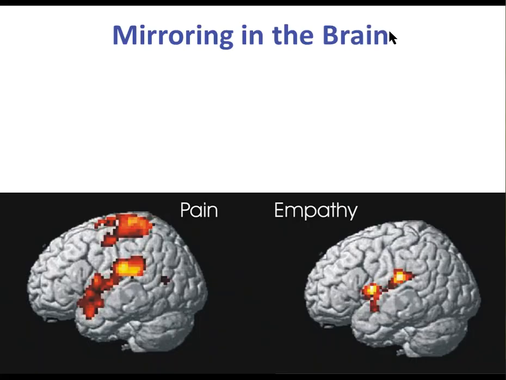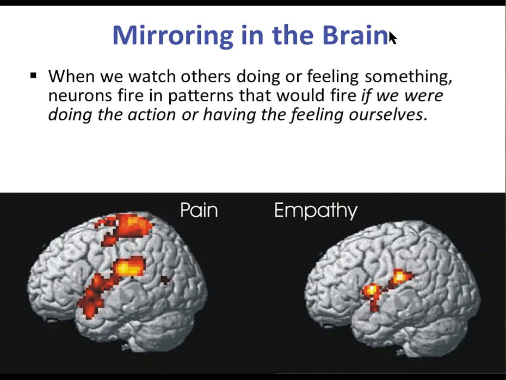What is going on to some degree? We have mirroring that occurs in the brain. When we watch others doing or feeling something, neurons fire in patterns that would fire if we were doing the action or having the feeling ourselves. So, in the left image, we see someone experiencing some pain. The person's brain on the right side shows them having empathy for that person's pain.